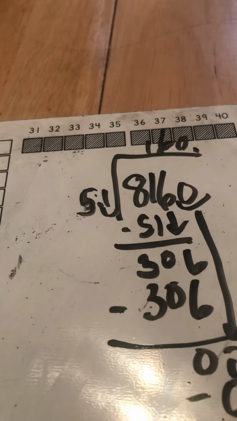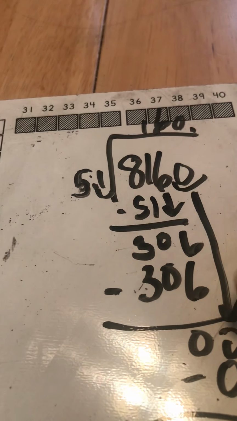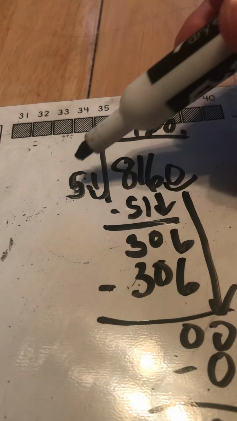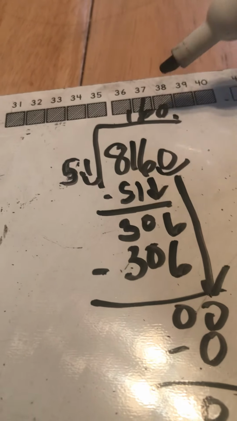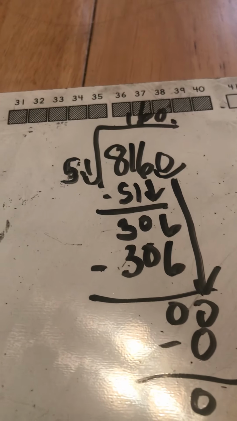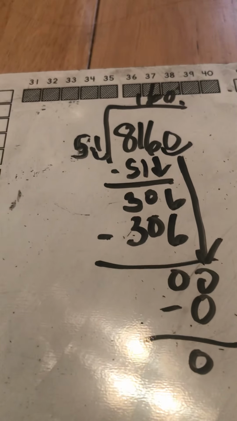But this is regular long division. Remembering that I still got to bring down that 0. I still have to say, could 51 go into 0? No, it goes in there 0 times. We put a 0 up here. Those are the things I'm talking about, that you can't miss those steps.